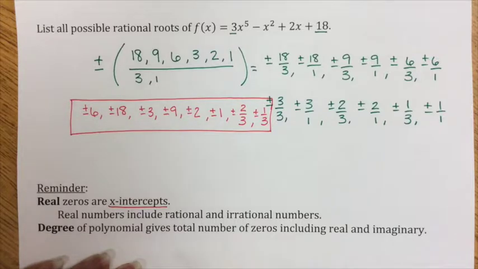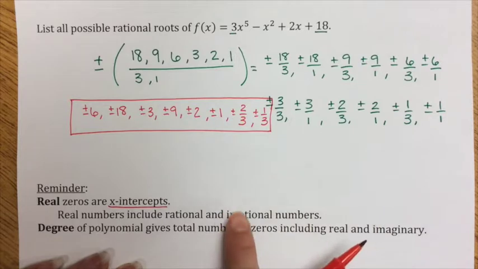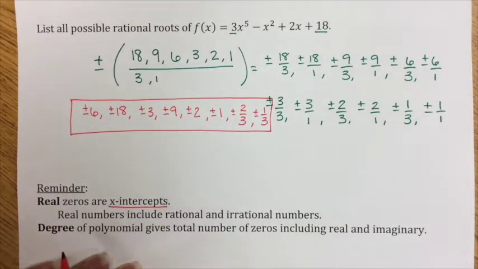Real numbers include rational, which is what we found here, and irrational, which is square root of 2 or pi or square root of 5, non-repeating decimals. One last reminder, the degree of your polynomial gives you the total number of zeros, and that includes both real and imaginary, including repeated zeros.